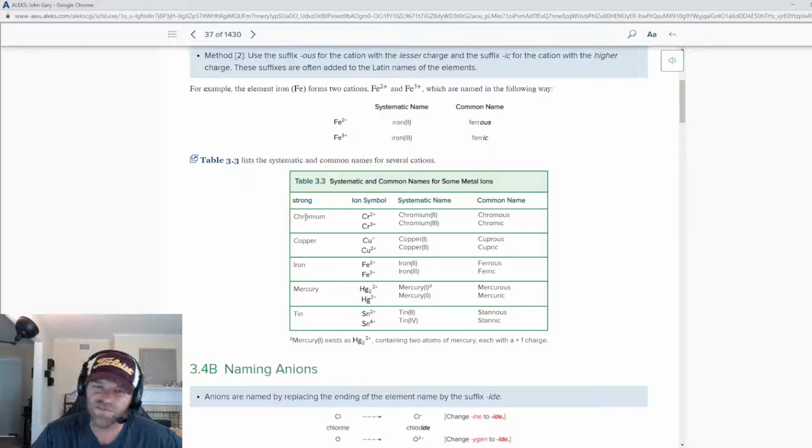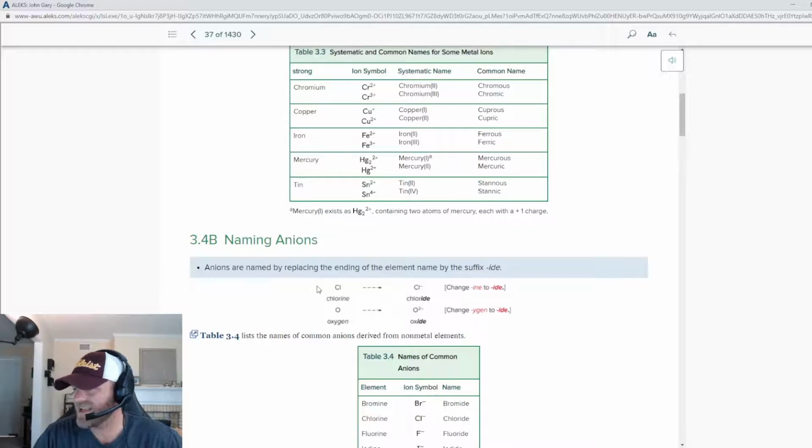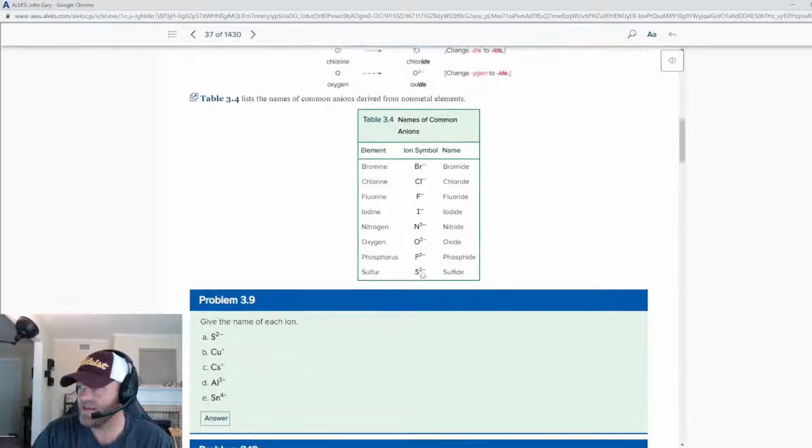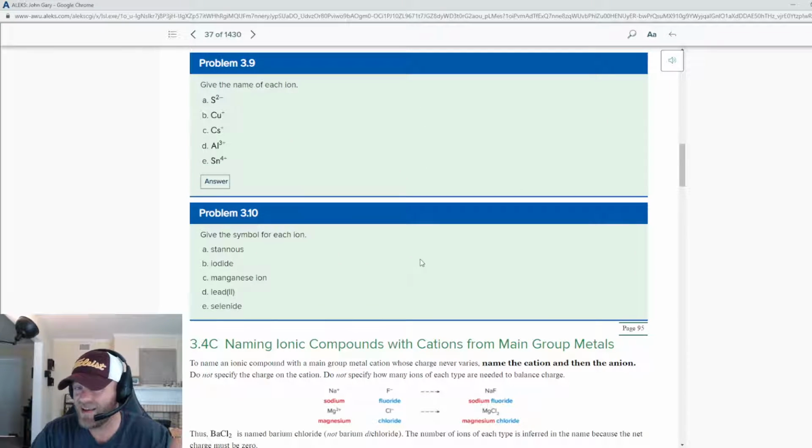And it has some different little rules for being able to tell the difference between chromiums of different charges, irons of different charges. So you see you have ferrous and ferric. So OUS for the one that's lower in charge, RIC for the one that's higher in charge. That's just kind of little tidbits. This is where you drop the ending and add IDE. Always write the cation first.